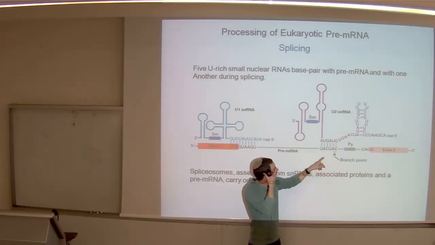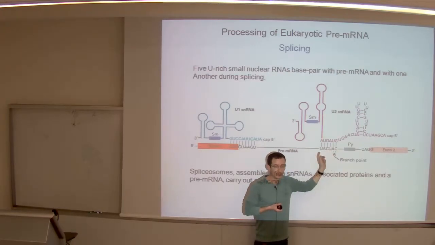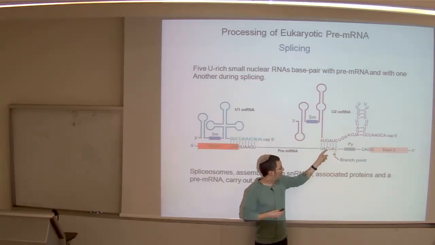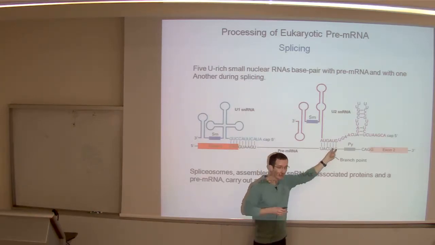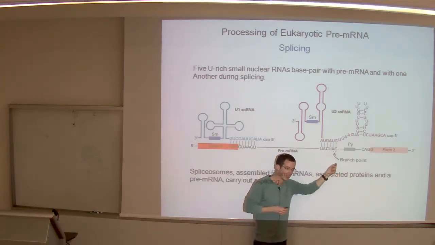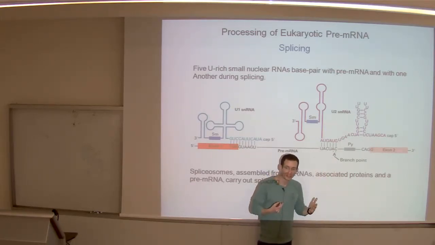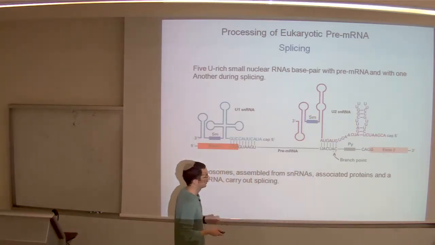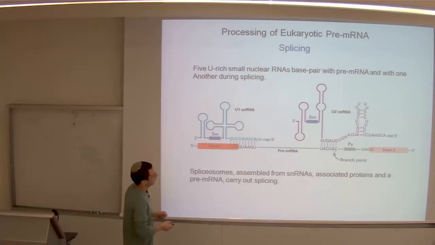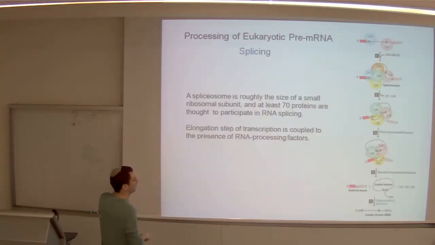And note that it has a perfect complementarity with this region, except with the A. So the A protrudes to the environment, protrudes outside, and that's the reason why it is exposed to perform the first transesterification reaction, the first chemical attack that happens in the splicing reaction. So this is not accidental. That's a very important feature in the interaction U2 undergoes with the messenger RNA. And these are the additional 3 U's.